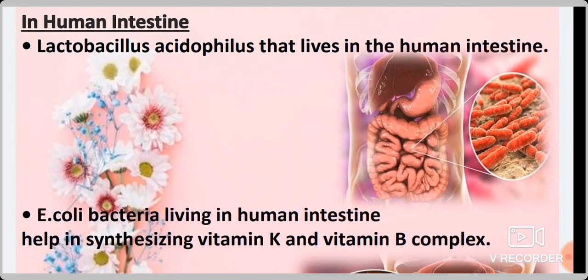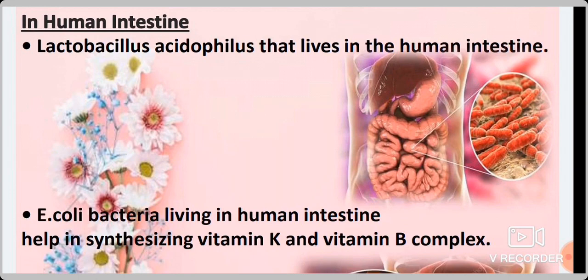The next, Lactobacillus acidophilus lives in the human intestine. It is helpful for the digestion of food and fights against harmful disease causing organisms. So it is very helpful in human digestion. Then E. coli bacteria lives in the human intestine and helps to produce vitamin K and vitamin B complex. We need vitamin nutrients such as vitamin K and vitamin B complex. This E. coli bacteria produces vitamin K and vitamin B complex. It consumes nutrients from our intestine and also it gives vitamin K and vitamin B complex.